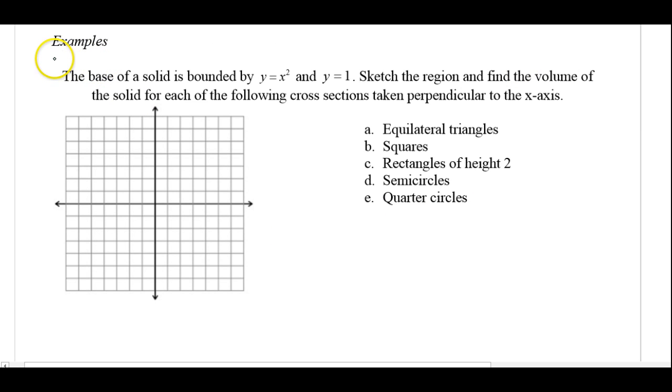Okay, so now moving on to examples that we are more likely to see. We have the base of a solid is bounded by y equals x squared and y equals 1. Sketch the region and find the volume of the solid for each of the following cross-sections taken perpendicular to the x-axis. So there's going to be 5 different volume formulas set up here for each of these different cross-section shapes. So first we're going to need to draw the base of the solid, which is bounded by these two functions, y equals x squared and y equals 1.